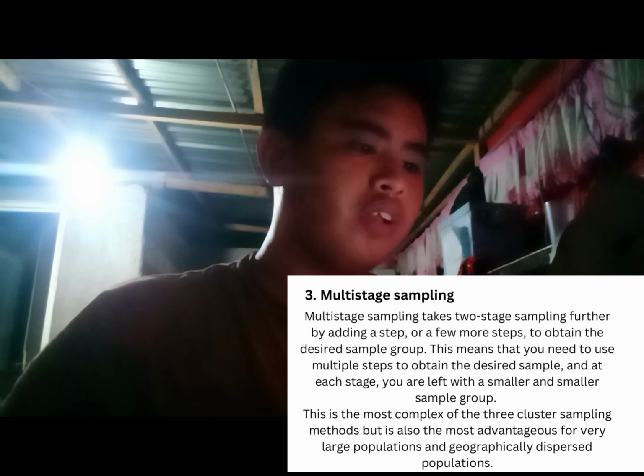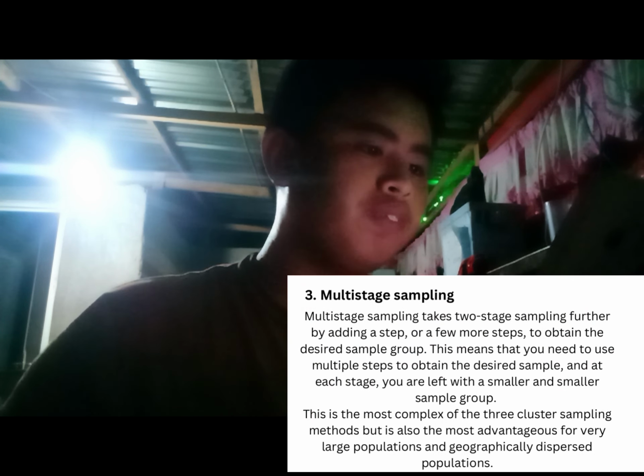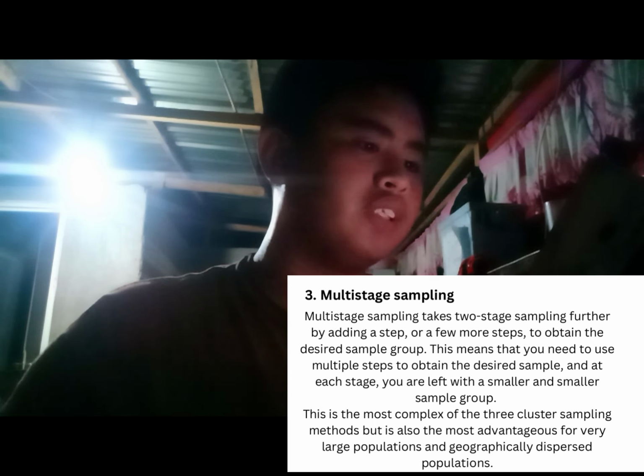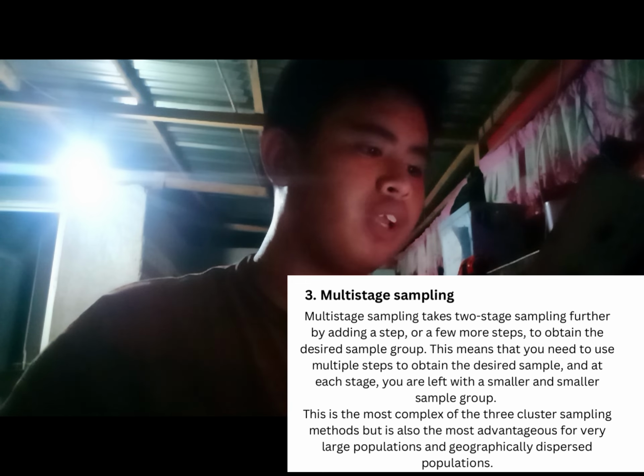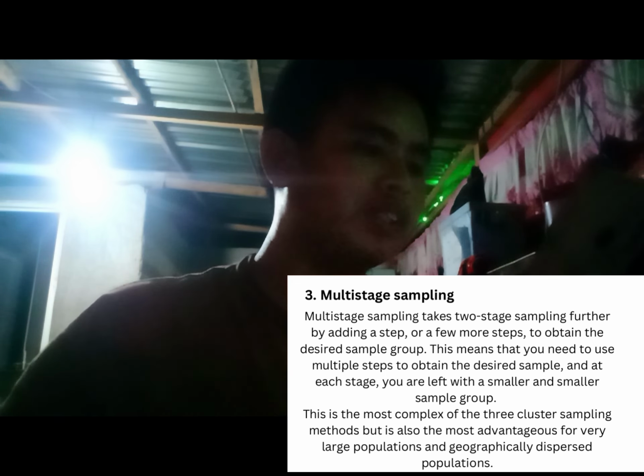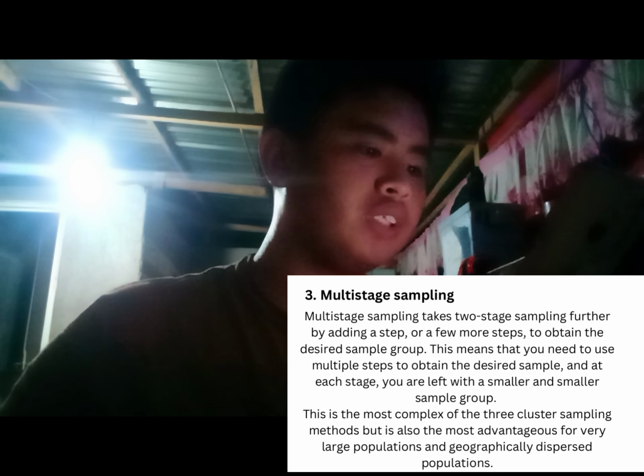Third, multi-stage sampling. Multi-stage sampling takes two-stage sampling further by adding a step or a few more steps to obtain the desired sampling group. This means that you need to use multiple steps to obtain the desired sample, and at each stage, you are left with a smaller and smaller sampling group. This is the most complex of the three cluster sampling methods, but is also the most advantageous for a very large and geographically disparate population.